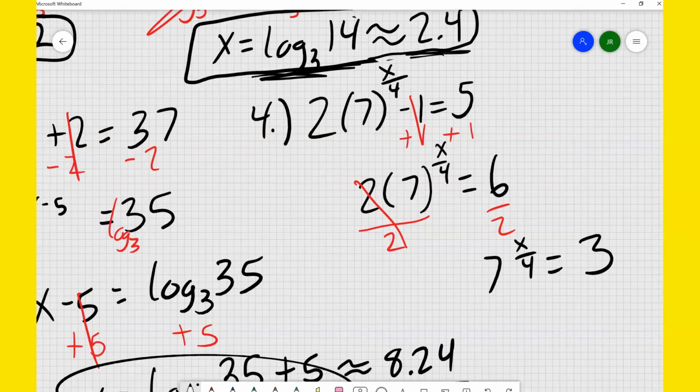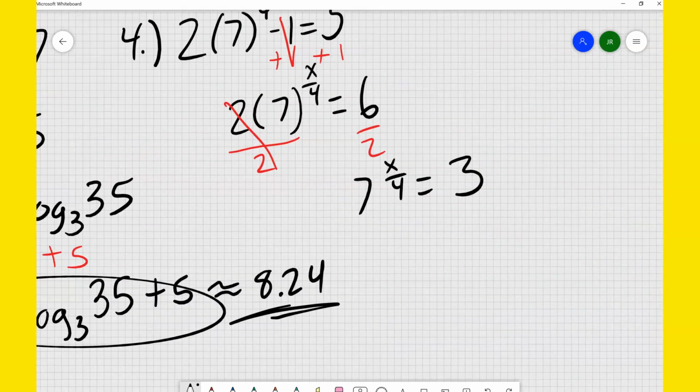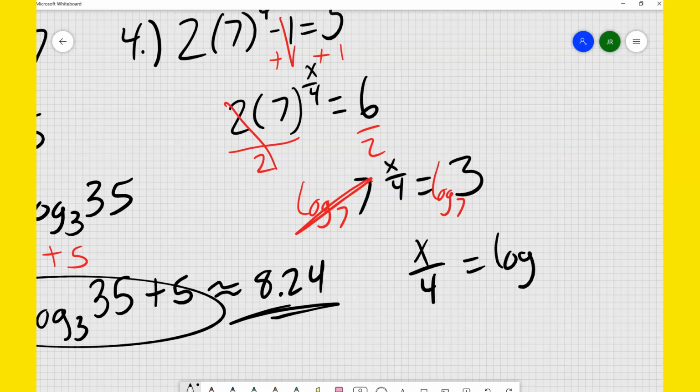Then what do? Then you will get rid of that exponential base 7 by doing what? Log base 7 on both sides. That cancels that out. So that just leaves me with x over 4 equals log base 7 of 3.